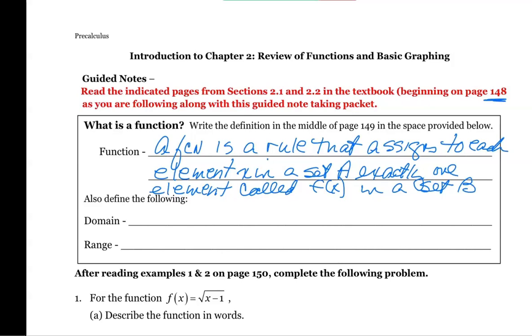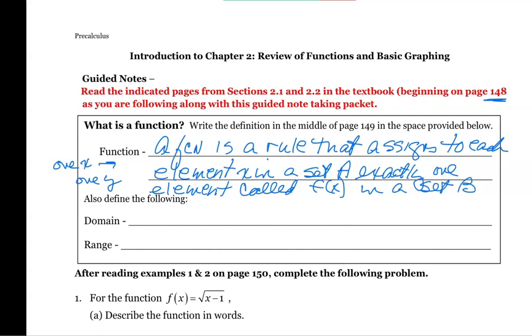So what's it telling you in a nutshell? In a nutshell, if you have one x and you plug it into your function, you will get out only one y. If you get out two y's, that means that you don't have a function, you have a relation. Okay? We talked about how to test for this in previous classes. We'll go over that again, but for right now, just know what the function definition is.